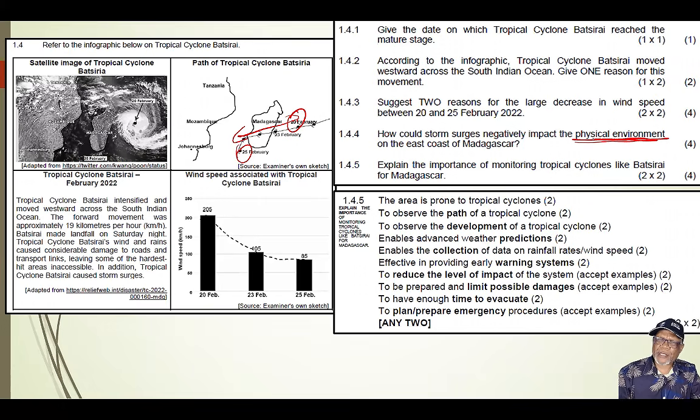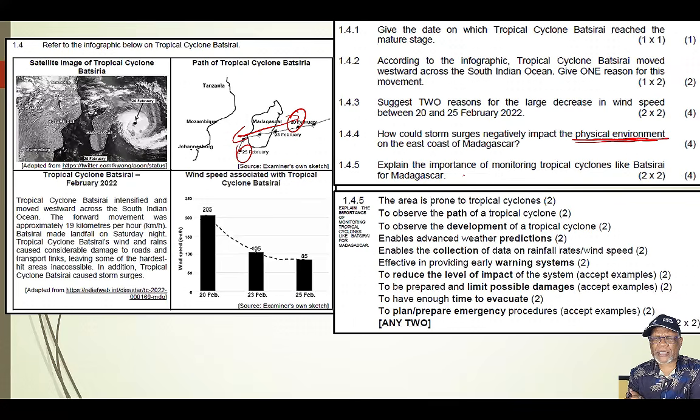So the very same answers that you give for a mid-latitude cyclone, you are also going to give for a tropical cyclone, because the clouds are the same there. They are cumulonimbus clouds. So the very same answers that we gave there, we are going to also give them.